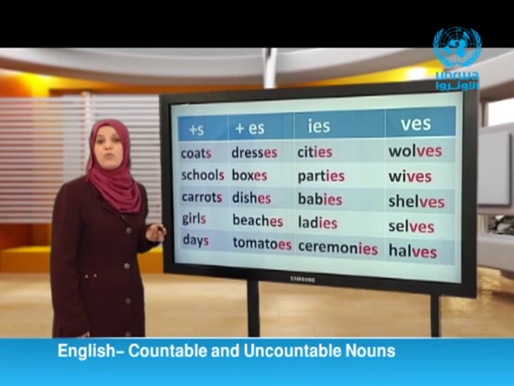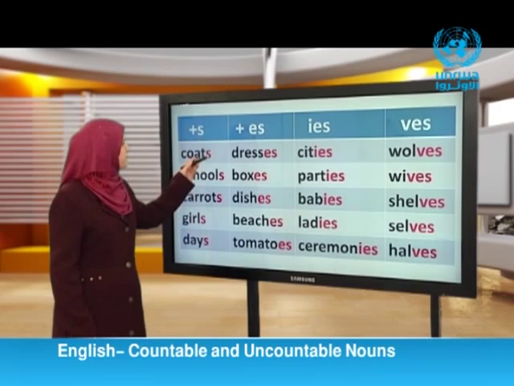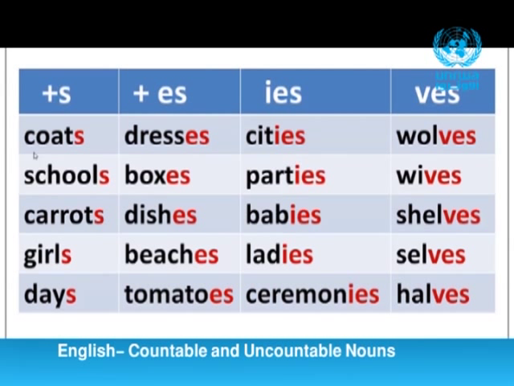Nouns that end with s, double s, x, ch, sh, and some nouns that end with o form their plural by adding es to the end of the word. A dress, dresses, a box, boxes, a dish, dishes, peaches, tomatoes.